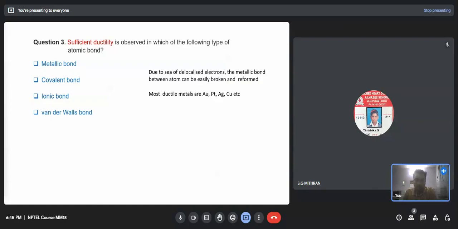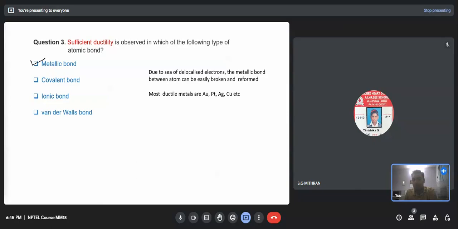So due to these delocalized electrons, the metallic bond between atoms can easily break and reform. As we also know, gold wires can be drawn because ductility is very high, and we can make very thin wires from platinum, silver, and copper metals as well. So here the option will be straightforward: the metallic bond.